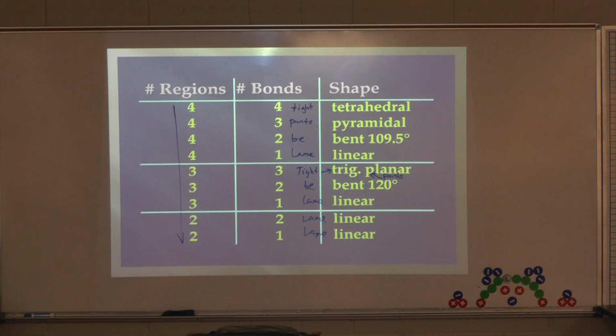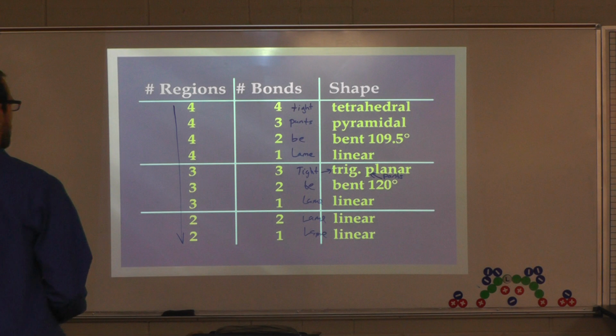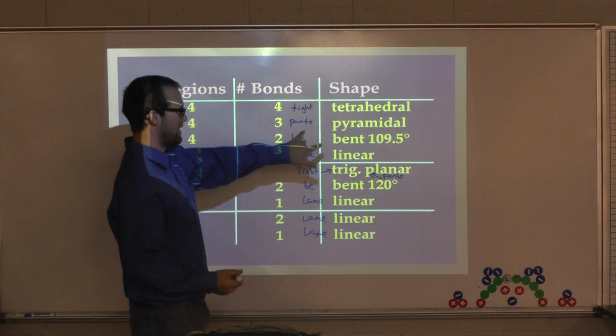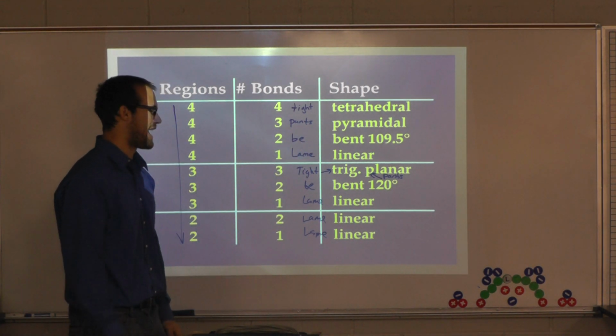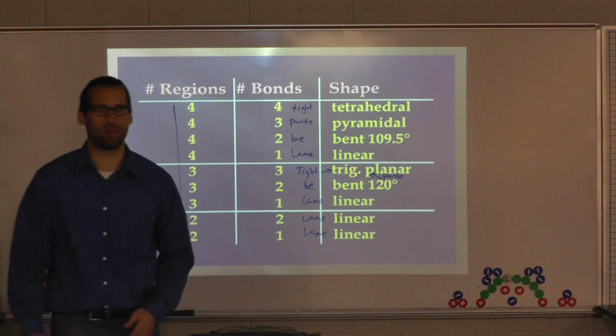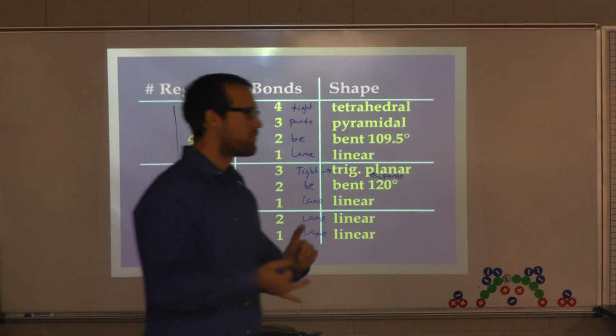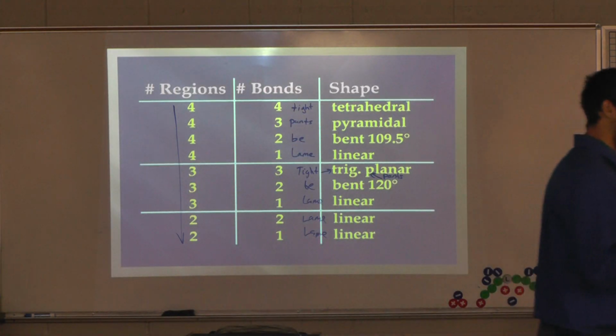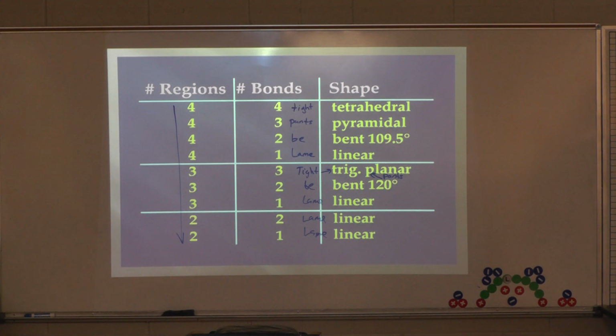Now, you will have to know each of them, but we'll do them enough that you will. First of all, linear is up here 4 of the 9 times. Bent is up there 2 of the 9 times. So you really only have to know 3 other ones outside of linear and bent: tetrahedral, pyramidal, trigonal planar. It's really not that bad, I promise.